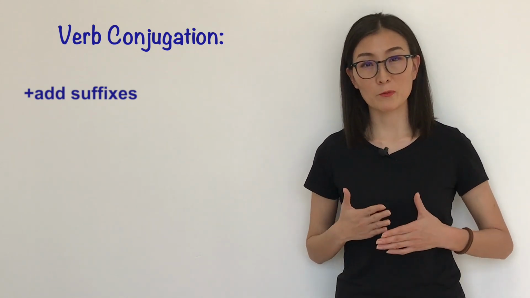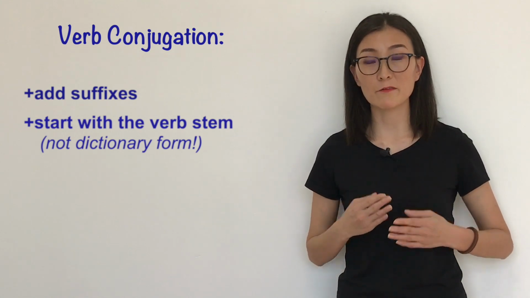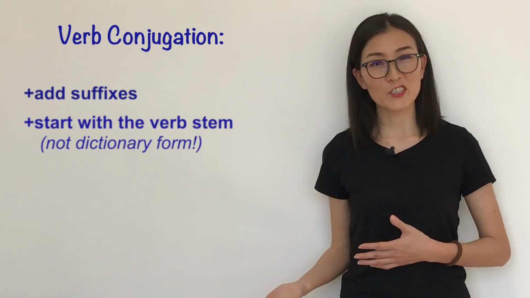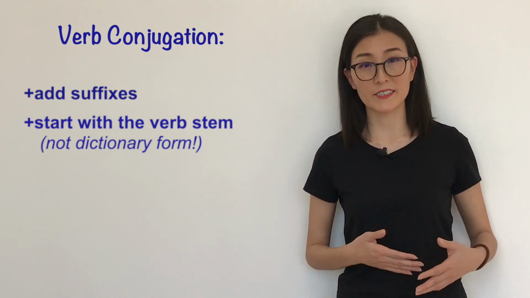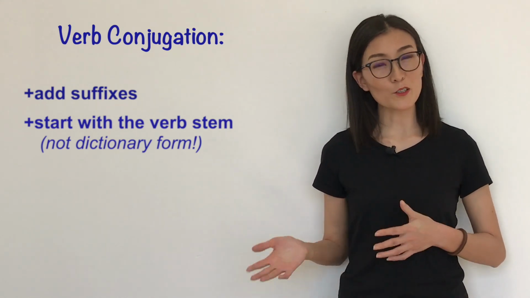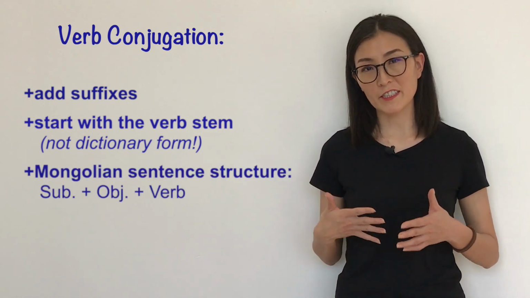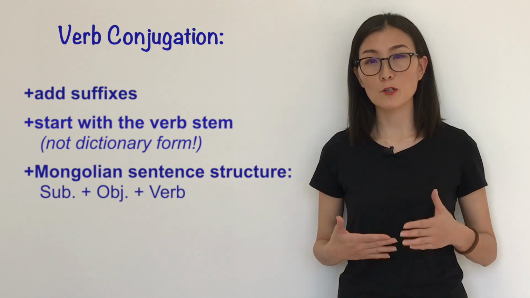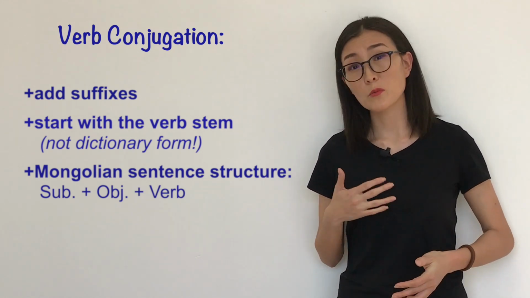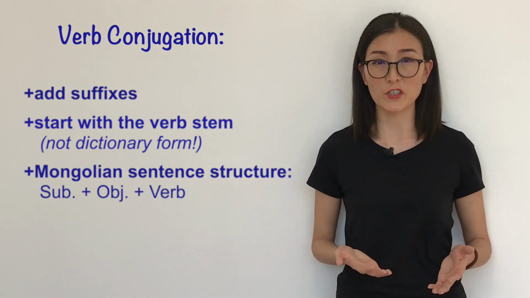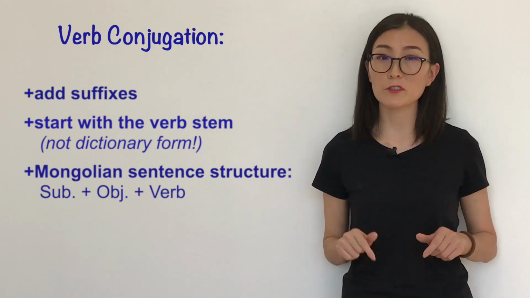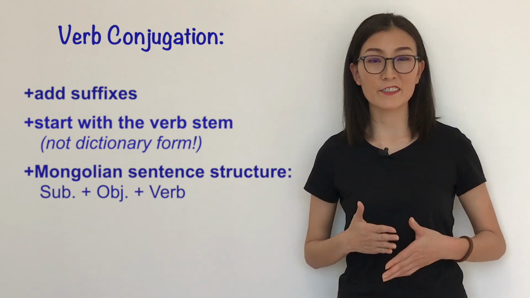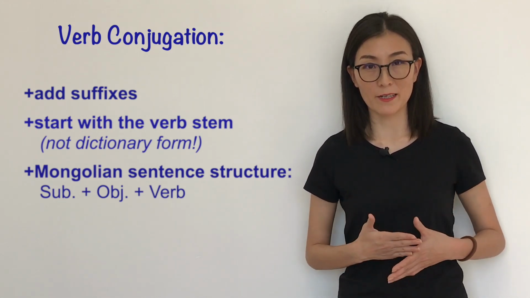As I mentioned in our previous video, we will first need the verb stems. This is not the dictionary form. In the dictionary, verbs are actually listed in their infinitive forms. And also remember that the Mongolian sentence structure is subject-object-verb, which means the verb is always at the end. We also have a video about the sentence structure which you can check out. I will put the link in the description below.